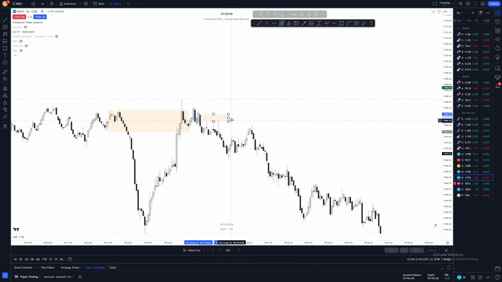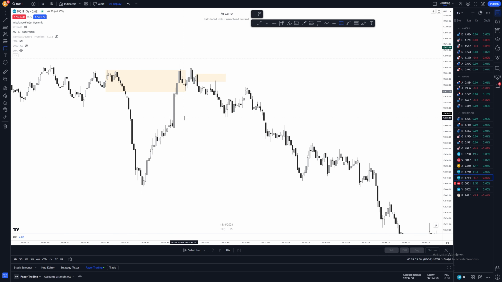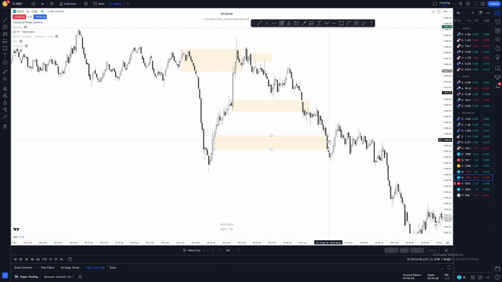Zone would have been this. Could have taken this straight up like this. First target would have been here. We take that like that. Next target would have been most likely here or the low at this point. And then you can see it just runs right through it all.